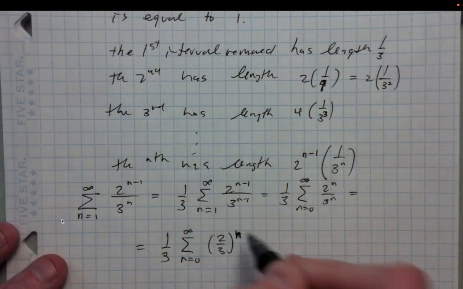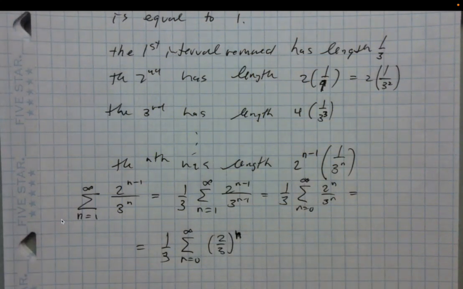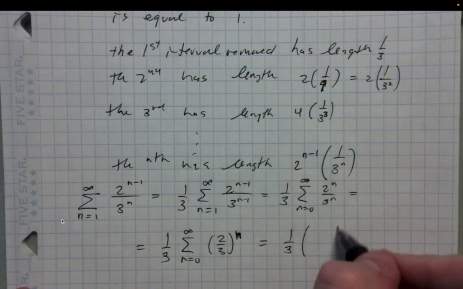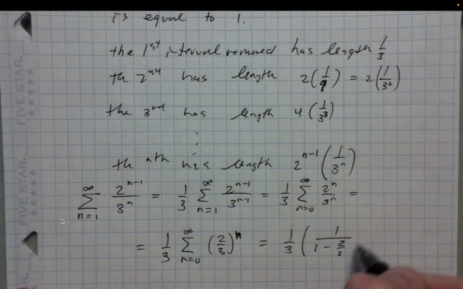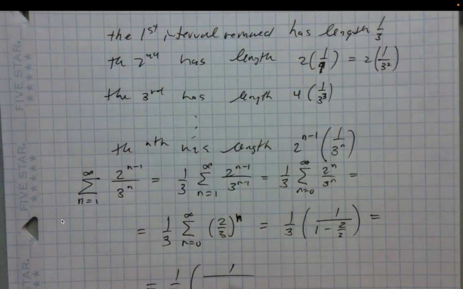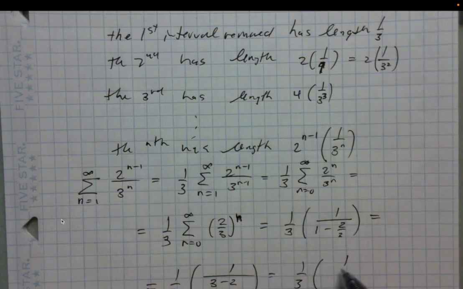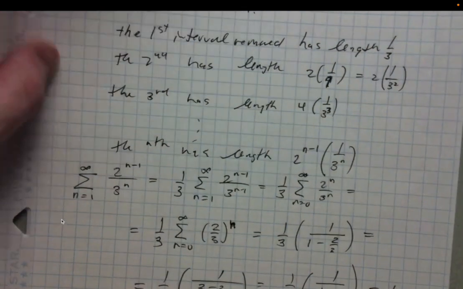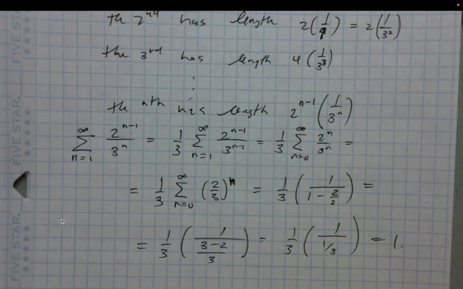Right? This is a series we have seen, and we know that this is equal to 1/3 times 1 over 1 minus 2/3, the common ratio. And of course, what is this? This is 1/3. And then if you do the little bit of math here, you can see this is 3 minus 2 over 3. So it's 1/3 times 1 over 1/3, which is just 1, right? So it's really easy to demonstrate that the sum of these lengths is 1. All right.